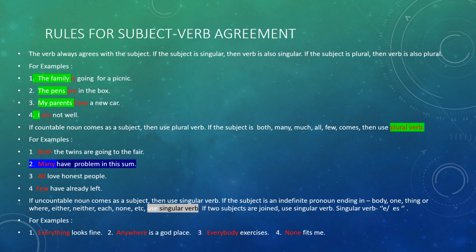Indefinite pronouns also come, like body, one, thing, where, either, neither, each. All these words, when they come as a subject in a sentence, then you have to use a singular verb. One more thing: if two subjects come together, Maya and Maria are playing. No, Maya and Maria is playing. It is a combined subject, but it is singular. So singular verb. Understood?